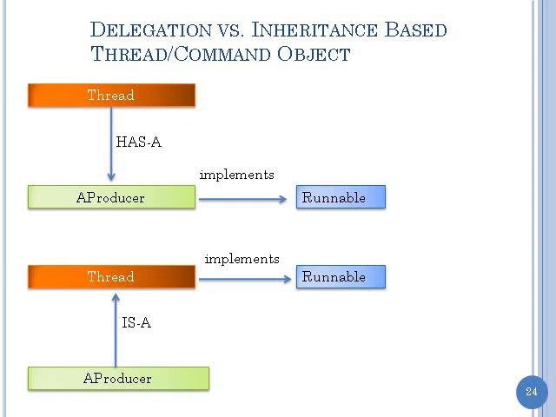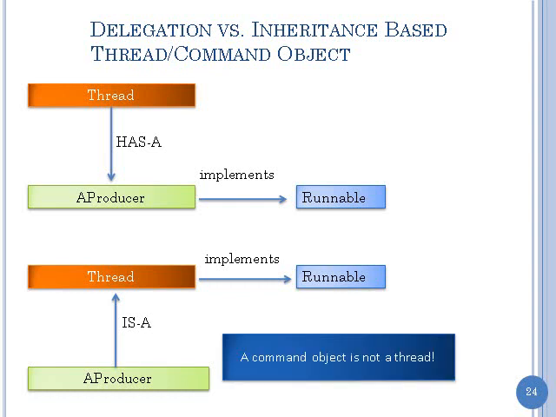A thread executes a procedure. A thread is not a procedure. That's what this is saying. It's saying thread implements runnable. Runnable, we remember, is just a procedure call. A thread is not a procedure call. A thread makes a procedure call. So from a purist point of view, this is just ugly. A command object is not a thread, and a thread is not a command object. We realize that runnable is a command object, and a thread is a command object because it implements runnable. And the producer, which is really runnable, is a thread.